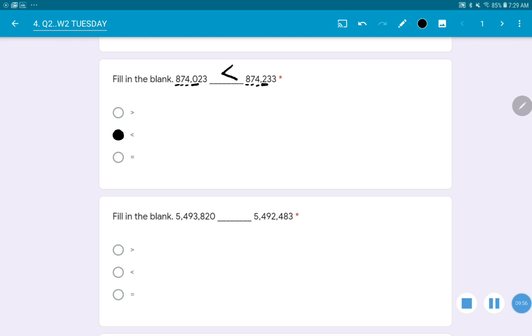Next, we're comparing 5,493,820 and 5,492,483. My millions place value is the same. 100,000s are the same. 10,000s are the same. Then I have 3,000s and 2,000s. I know 3 is more than 2, so I need the greater than symbol.